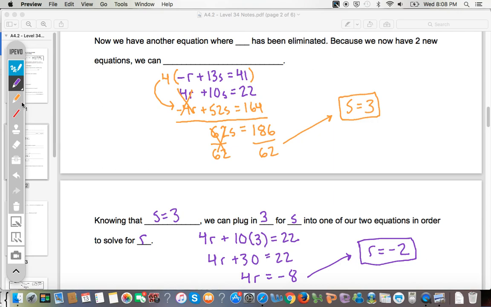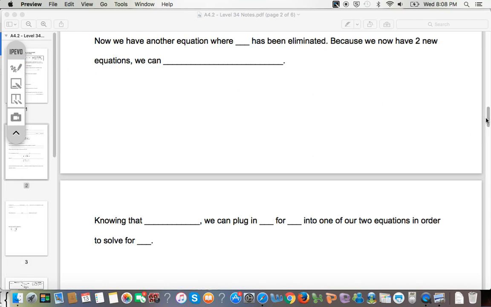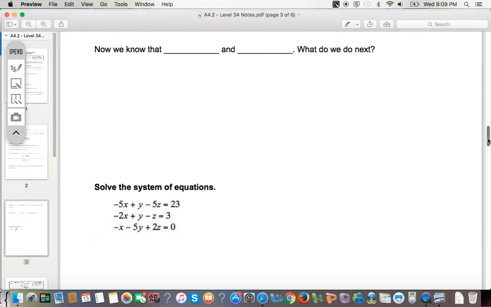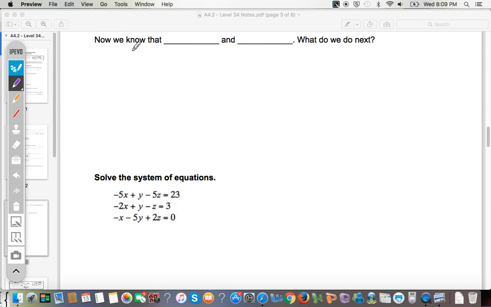Awesome. I'll give you a second to write that down. Again, pause the video if you're running behind. Okay, so at this point, we know what two of our variables are. So we know that s equals 3 and r equals -2. Okay, so what do we do next? Have two variables, need our third variable, which would be t.